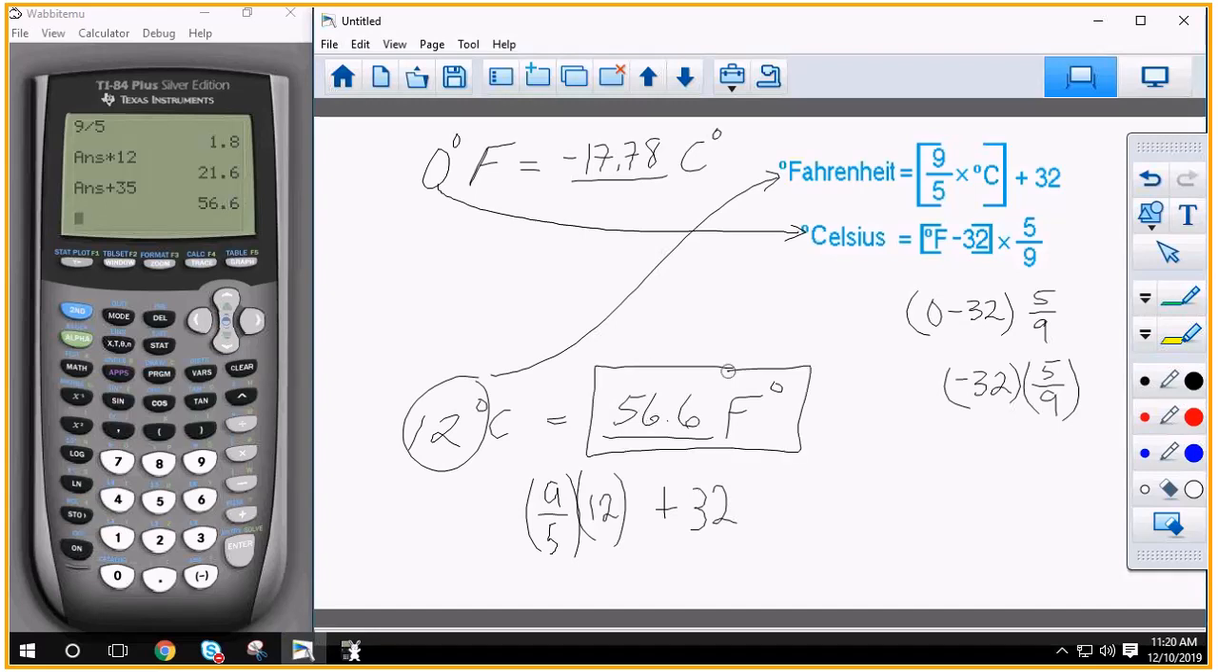And that's how you use the temperature conversion table, the temperature conversion formulas.